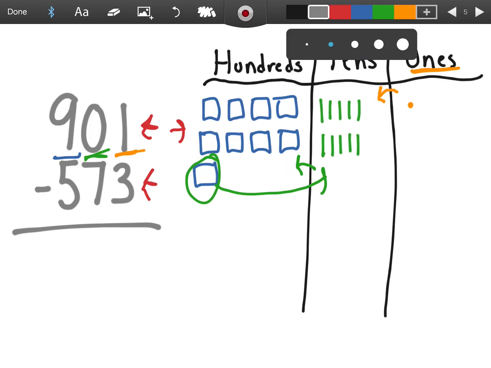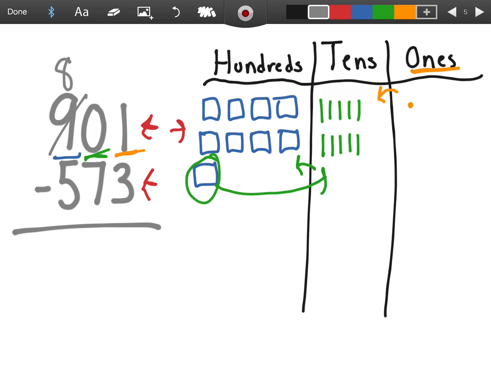Now let's not forget to show our work before we do anything else. So we borrowed from the hundreds place. It becomes 8. And in the tens place, we now have 10 tens. So now we can continue on with our subtraction.